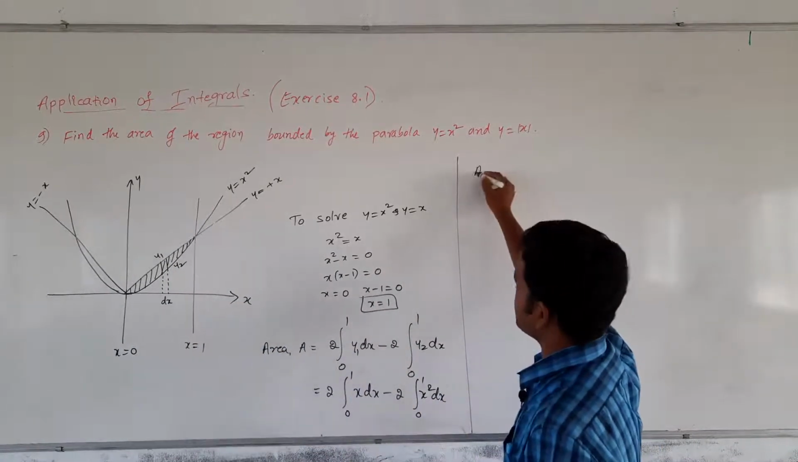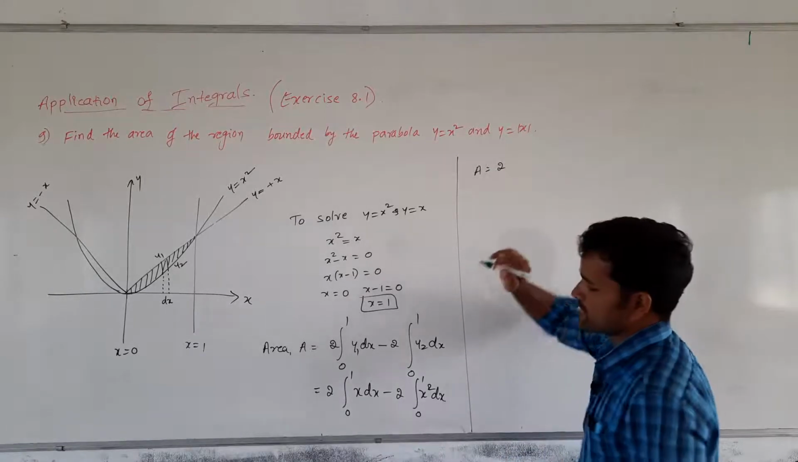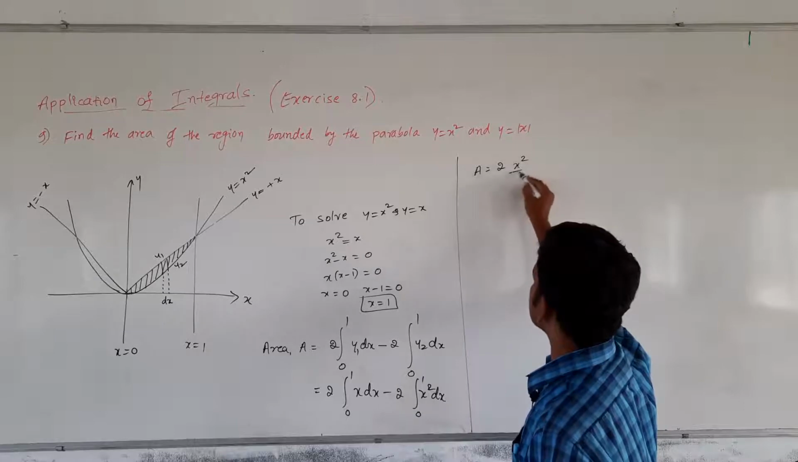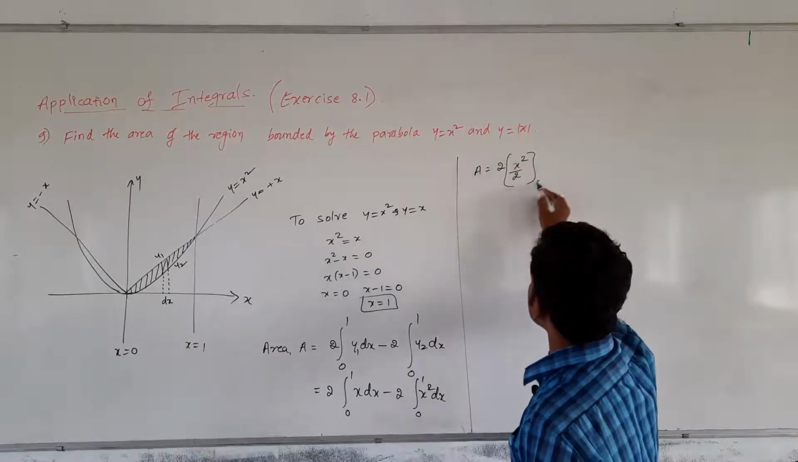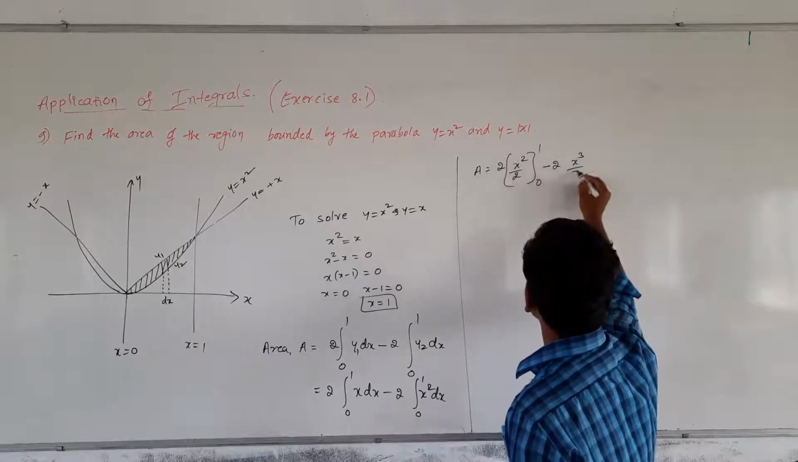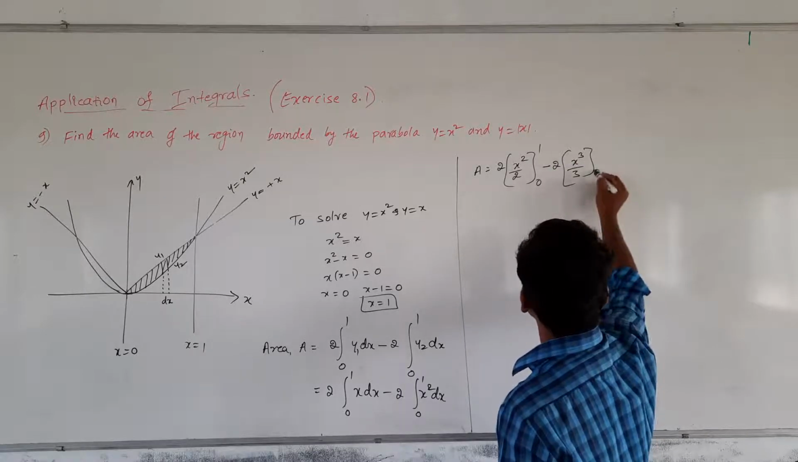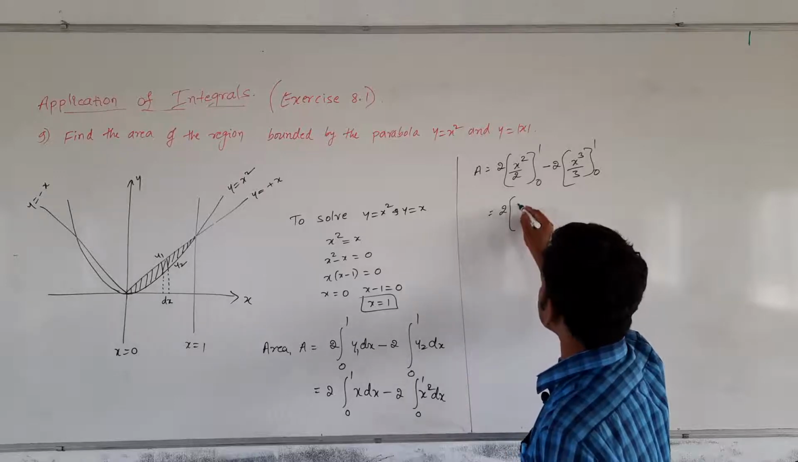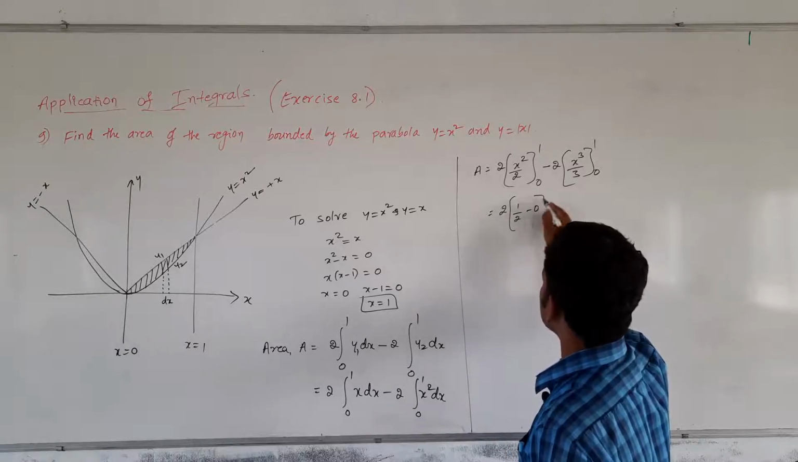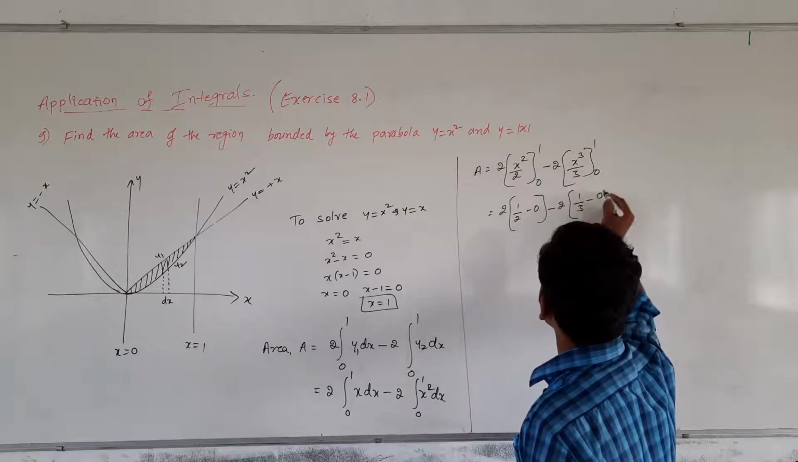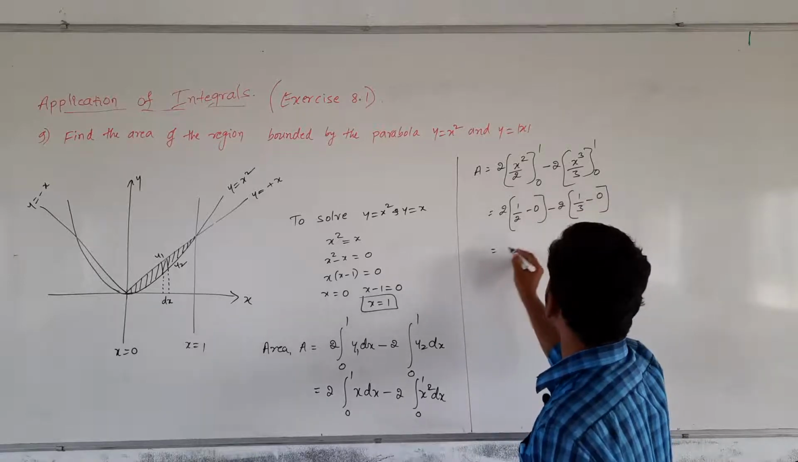Okay, area A is equal to 2 times, what is integration of x? Integration of x is x square by 2 from 0 to 1, minus 2 times integration of x square, which is x cube by 3 from 0 to 1. 2 times, substituting the upper limit first, 1 by 2 minus substituting lower limit 0. Minus 2 times, substituting the upper limit 1 by 3 minus substituting lower limit 0.